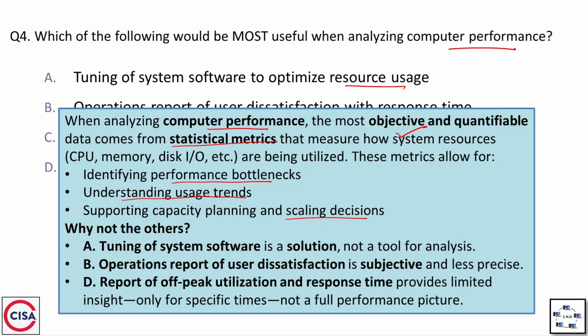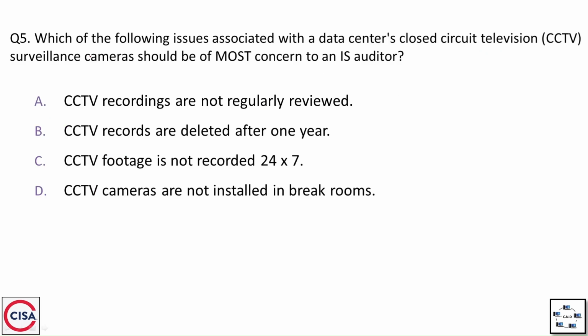Option A, tuning of system software is a solution, not a tool for analysis. Option B, operations report of user dissatisfaction is subjective and less precise. And option D, report of off-peak utilization and response time provides limited insight only for specific times, not a full performance picture.